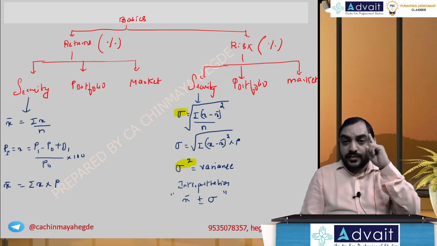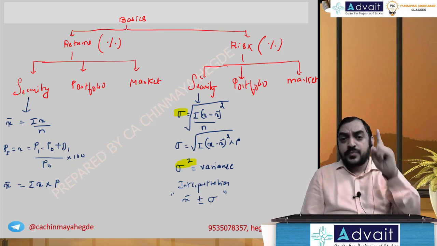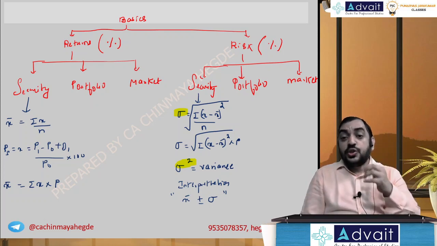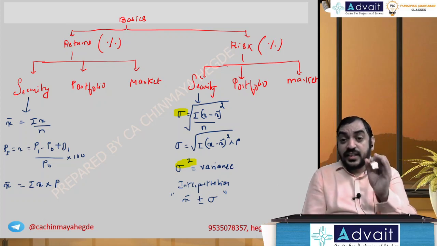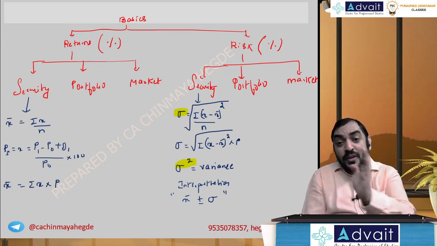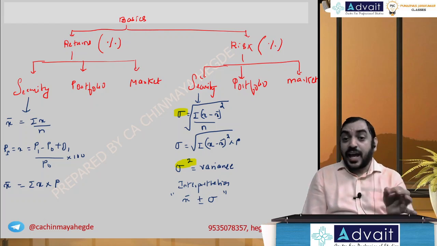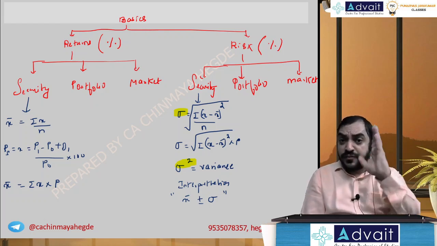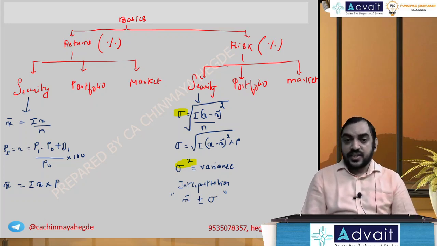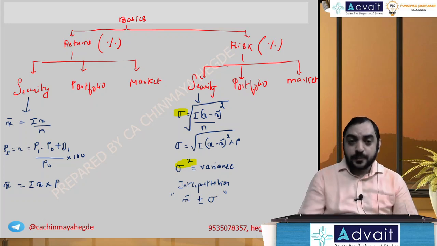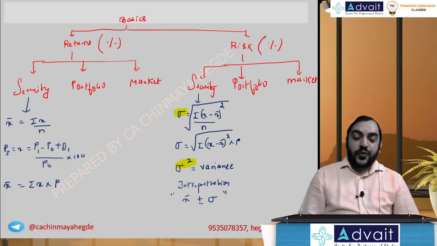So one point you have to keep in mind: standard deviation is used for expression of risk. Variance is used for simplification of risk. If you calculate something further, simplification, you have to do variance. Final answer we express in standard deviation. Hope you got it. Now, coming to portfolio.